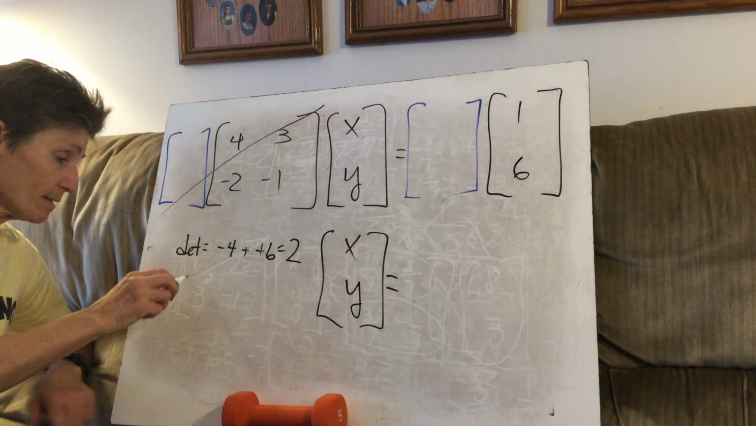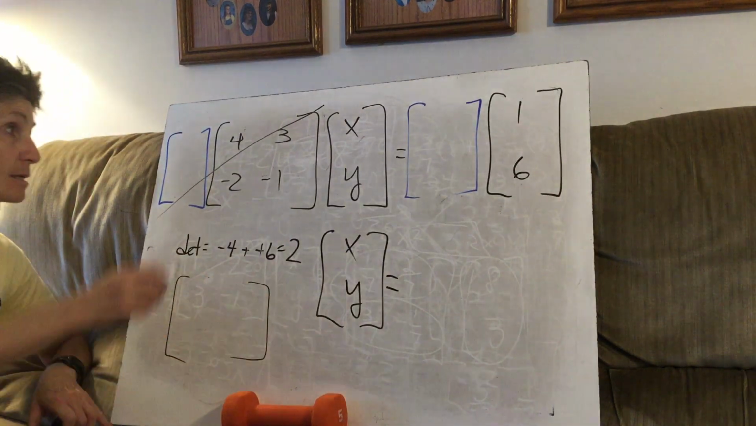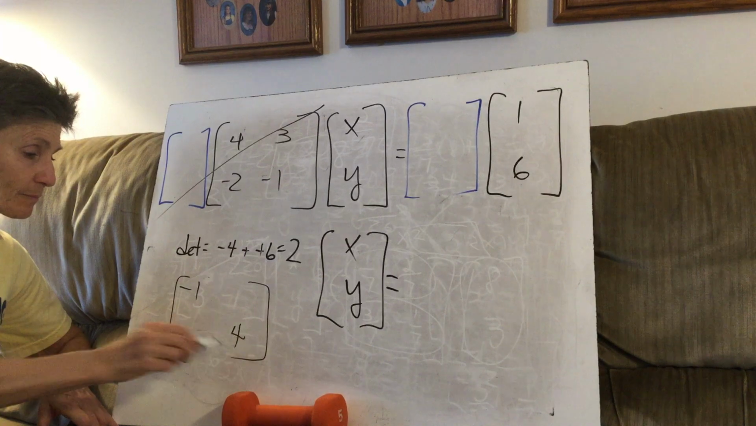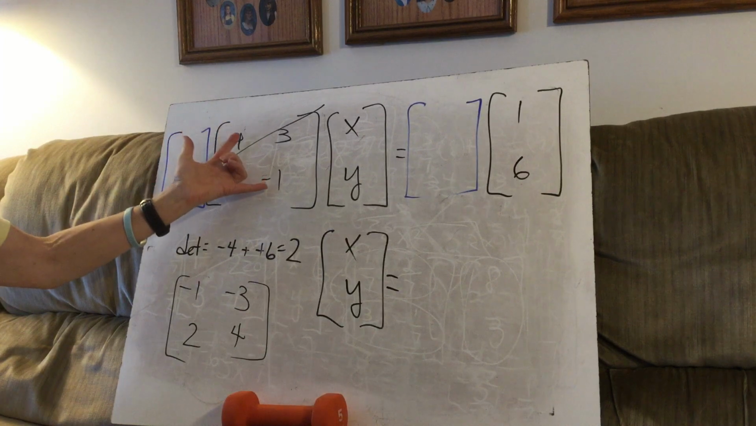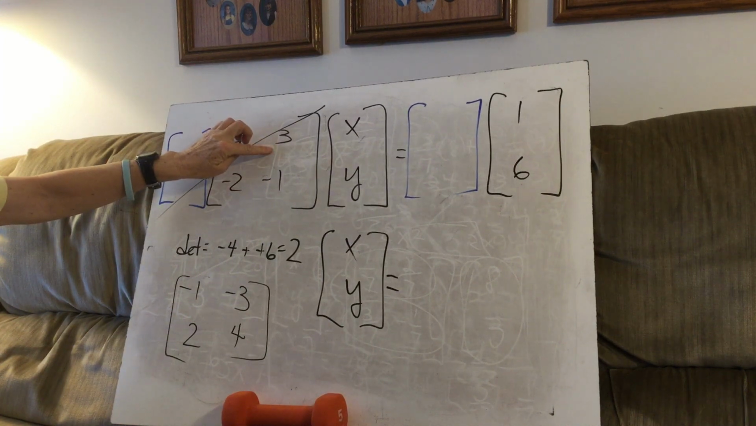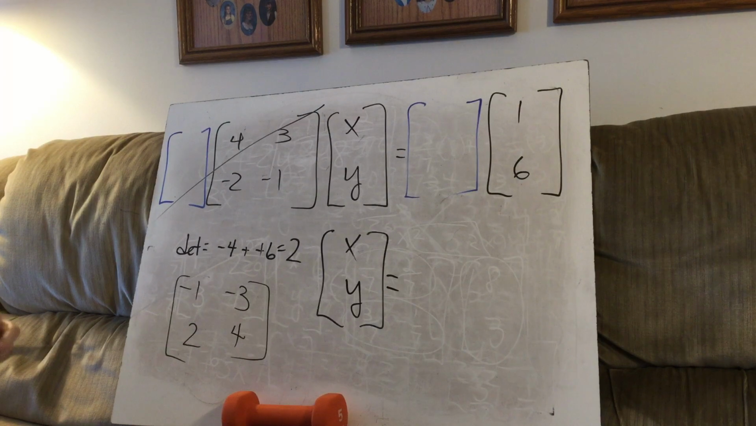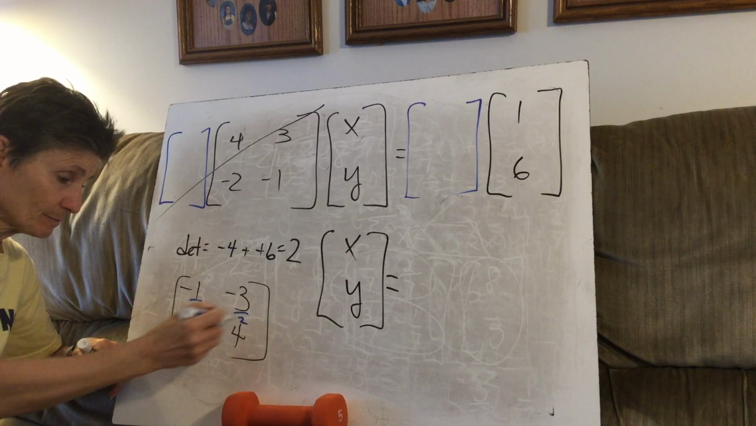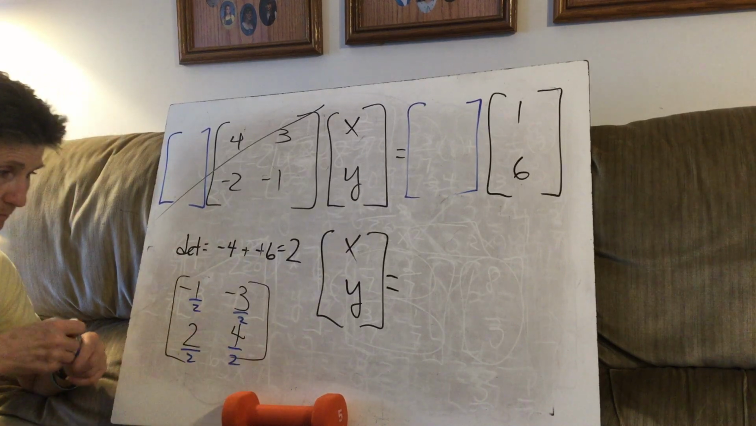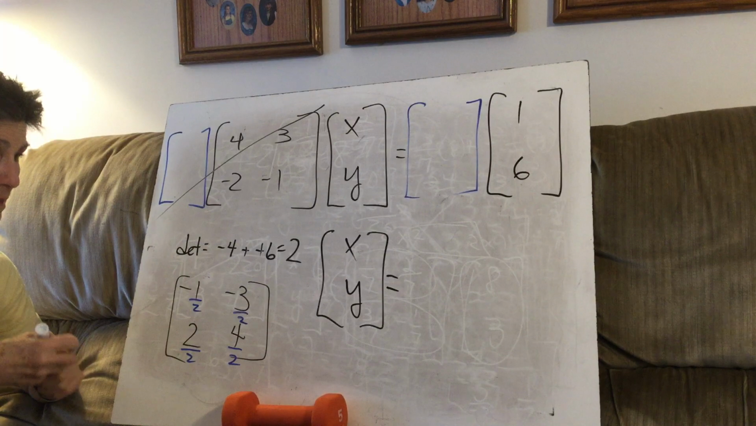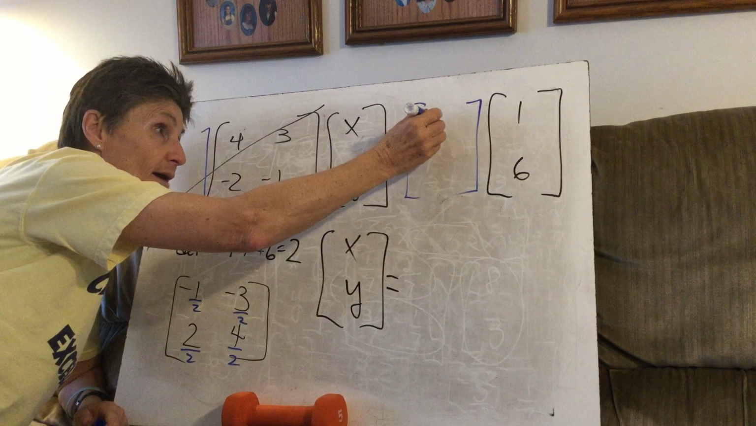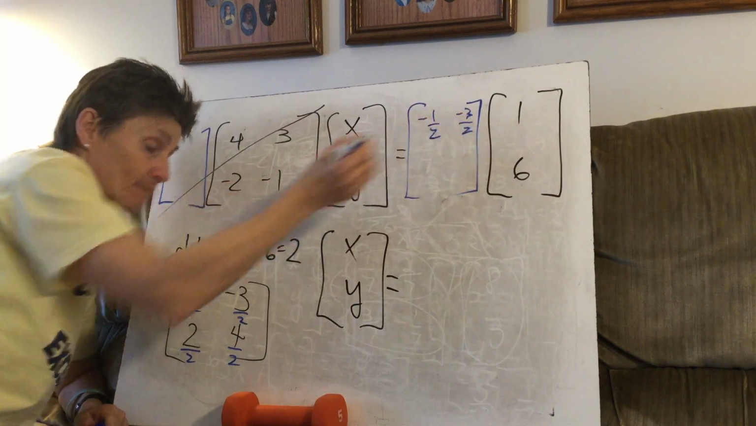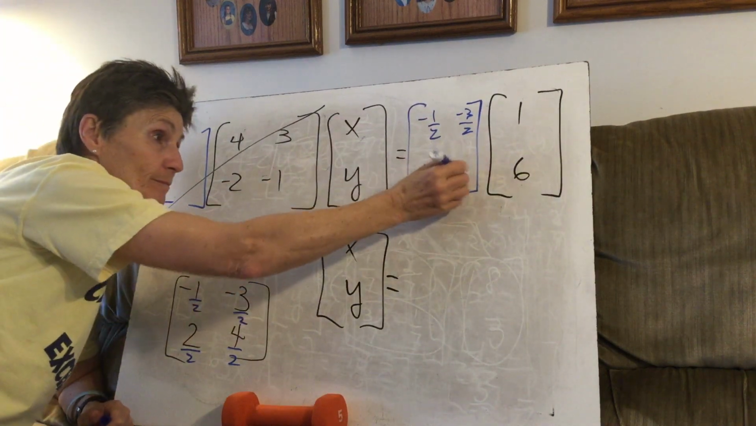Now we need the adjoint, the new matrix. So we'll take these two and switch them. Take these two and change their signs. So I flip-flop these two, took the opposite of that and the opposite of that. Now I'm going to divide them all by 2. And that's what my inverse is going to be. That's what I'm going to multiply by. So it's negative 1/2, negative 3/2, 1 and 2. That's my inverse.